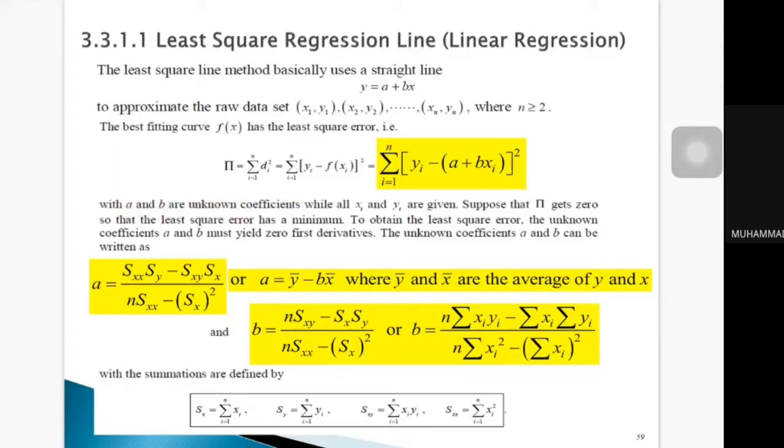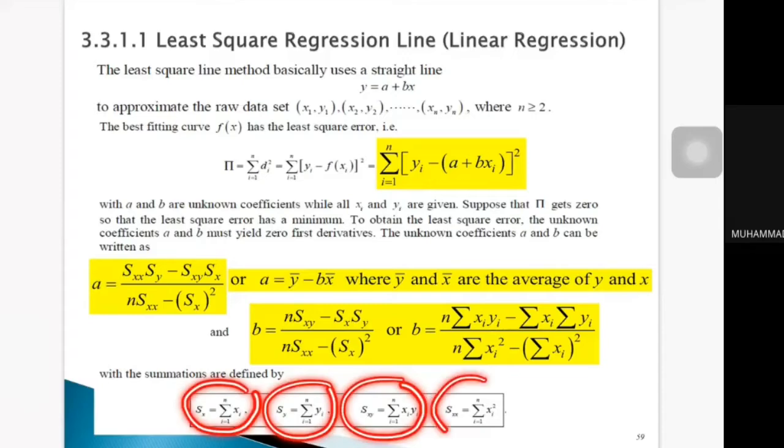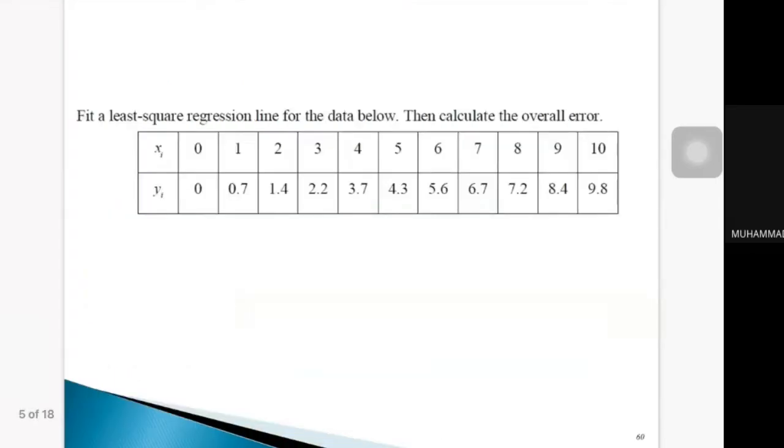This is the formula for a, and this is the formula for b, where y bar and x bar are the averages of y and x. The summations are defined by Sx, Sy, Sxy, and Sxx. So let's try this example: fit a least squares regression line for the data below, then calculate the overall error.